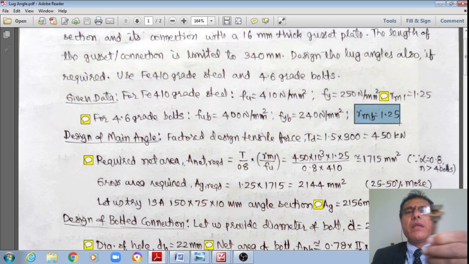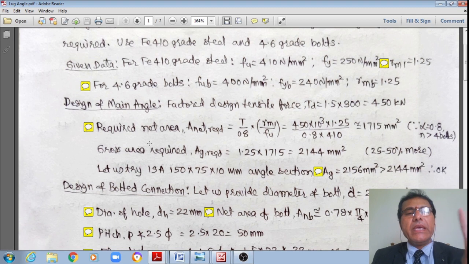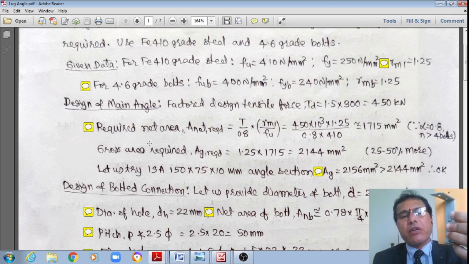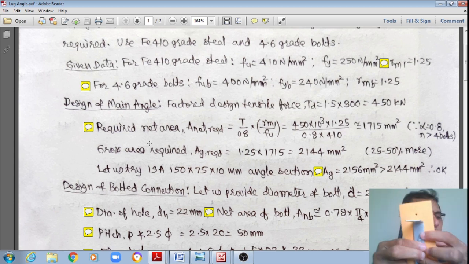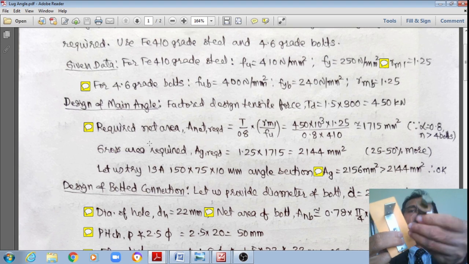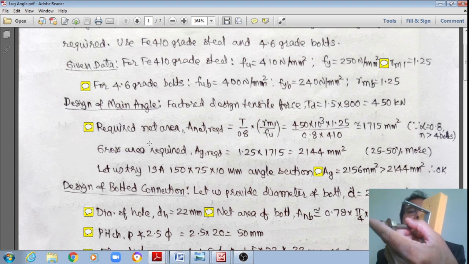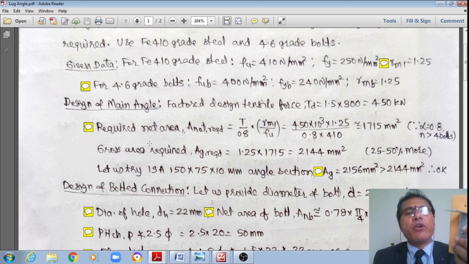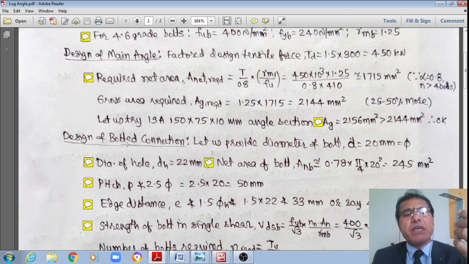We are designing using ordinary black bolts of grade 4.6. Now let us see. Here we will see the design in three parts. The first one is the design of the main angle. Once I propose a section for the main angle, I will also propose the number of bolts required to connect this main angle to the gusset plate. That is a subcomponent of this design.